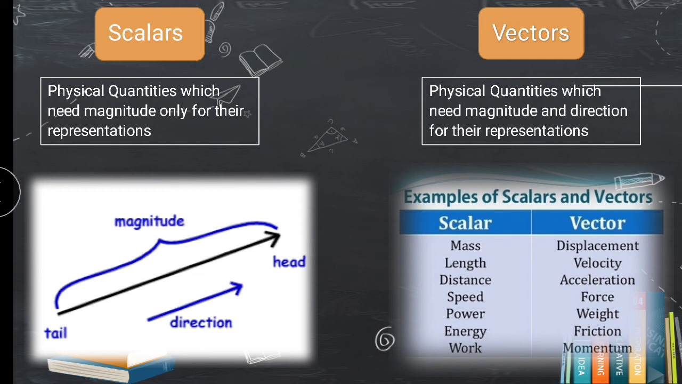If we are considering one block, and on that block we are applying force toward the east, then obviously we will get displacement in the east direction, right? If we are applying the force in the west direction, obviously we will get the displacement in the west direction. That means in this case how much displacement we are getting and in which direction, both things are necessary, right? And this is nothing but a vector, which needs magnitude as well as direction.